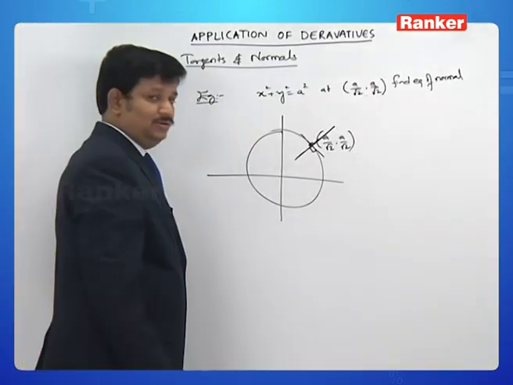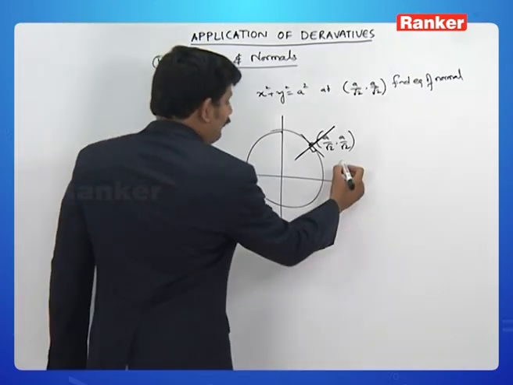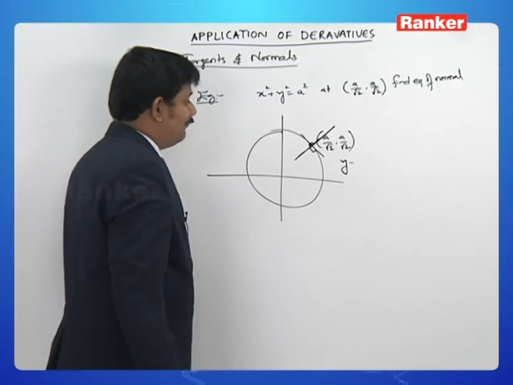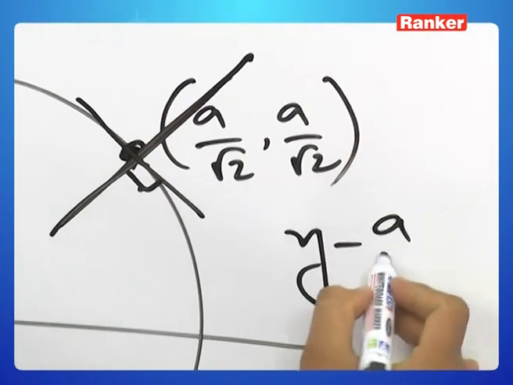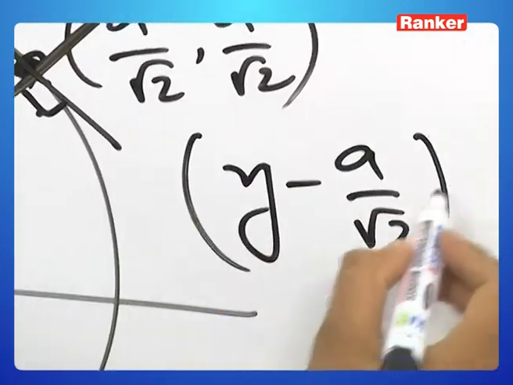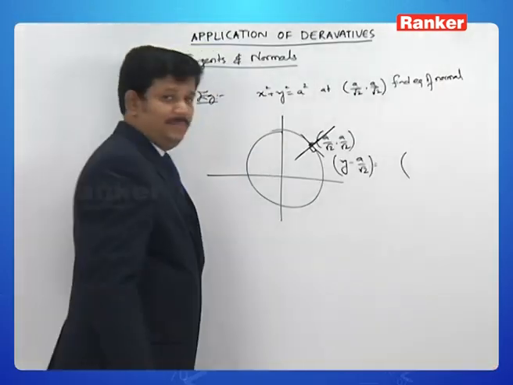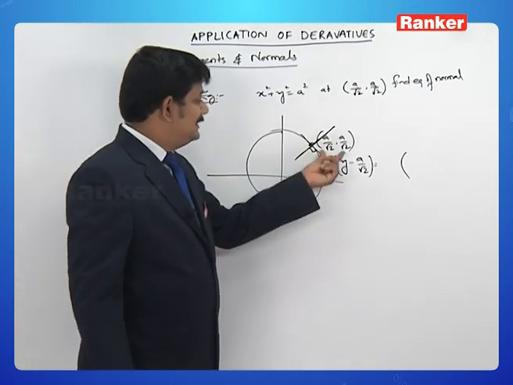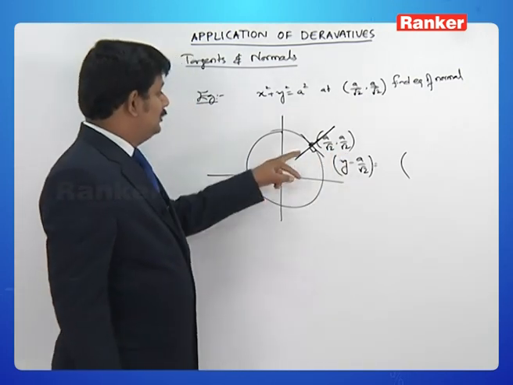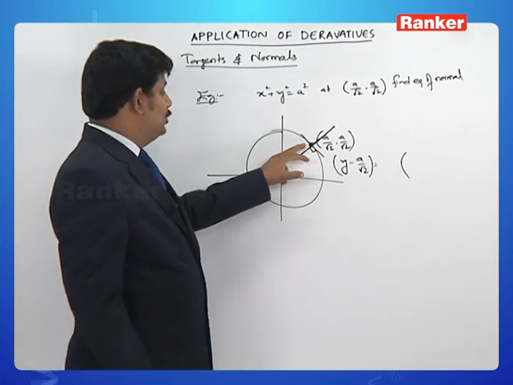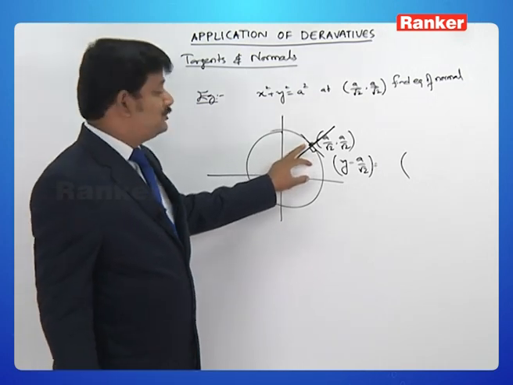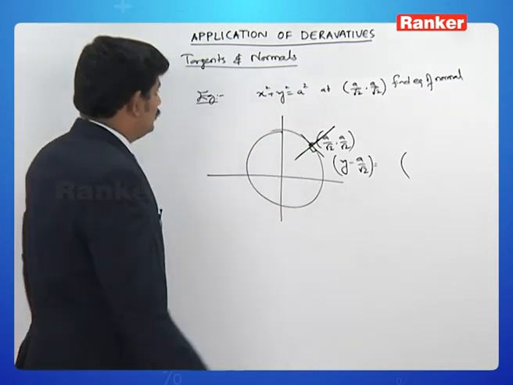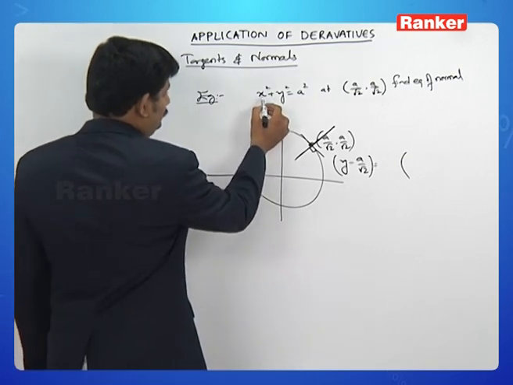Equation of normal, we know it is given by y minus y1, where the y coordinate at this point is a by root 2, equal to m into, m is what? dy by dx is the slope of the tangent. So minus dx by dy will be the slope of the normal. So let us find what the slope is.